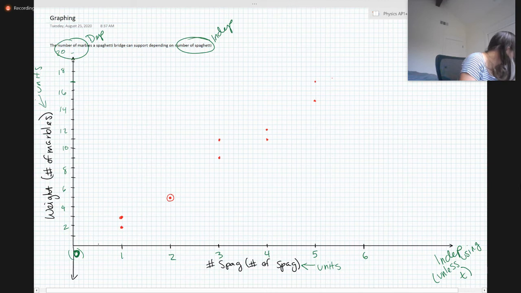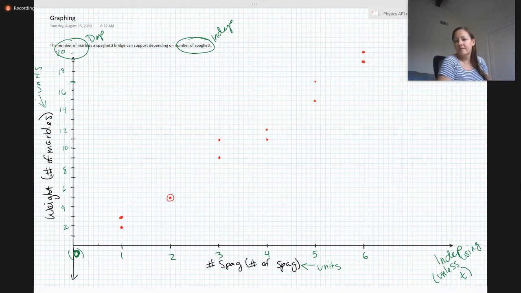And then for 6, I got 20 and 19. Let's see if I can eyeball that. It's hard when it's so detailed, right? All right, so there's all my data. I put that on there. In this case, both of these trials are not really separate from each other. You could do them in any order, which means I can use the same color. It doesn't matter which one I did first or second.